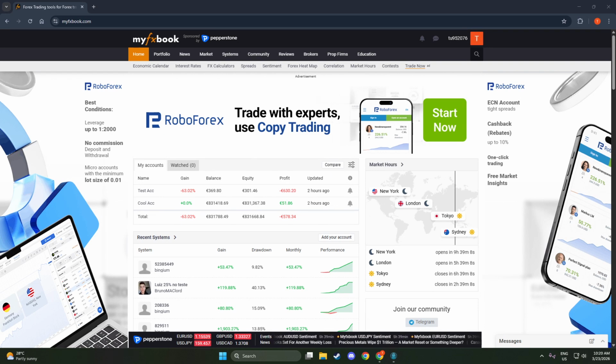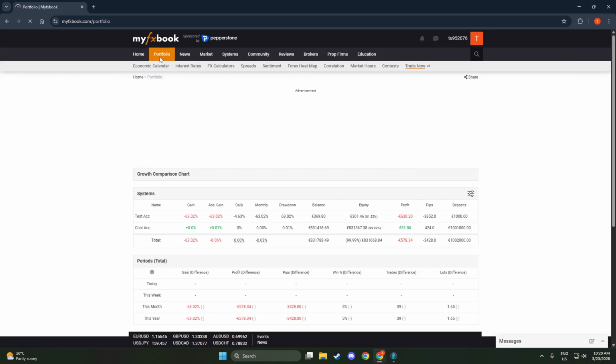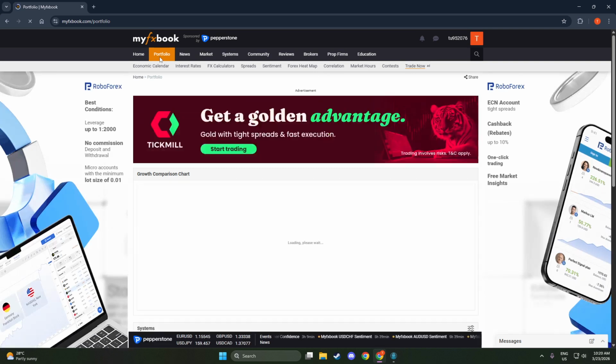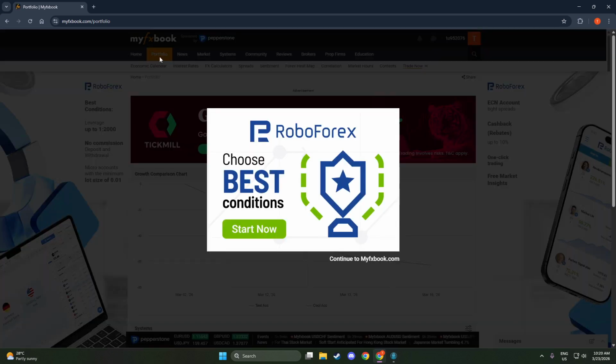Once you're in, head to your portfolio and open the system page for the trading account you've connected. If you manage more than one account, choose the one you want to analyze so the statistics you're about to see reflect that specific performance.